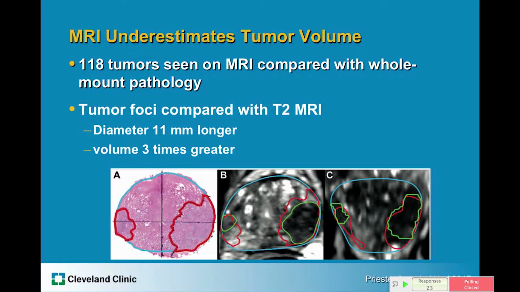So this has important implications with respect to treatment planning, particularly if one is considering focal therapy, which is hot these days, and a lot of people are talking about it, but we need to be able to accurately identify the margins of the tumor in order to focally treat the prostate cancer, and MRI doesn't do it accurately enough at the current time.